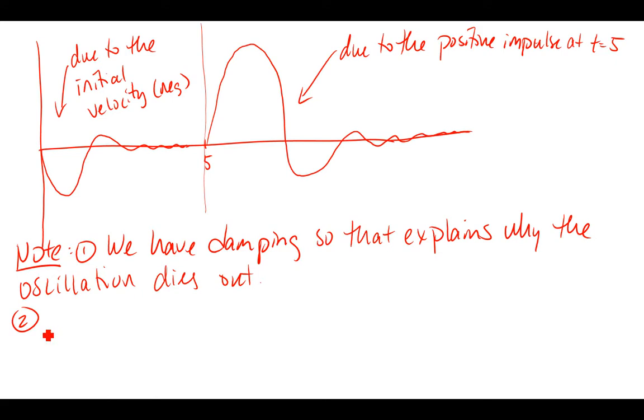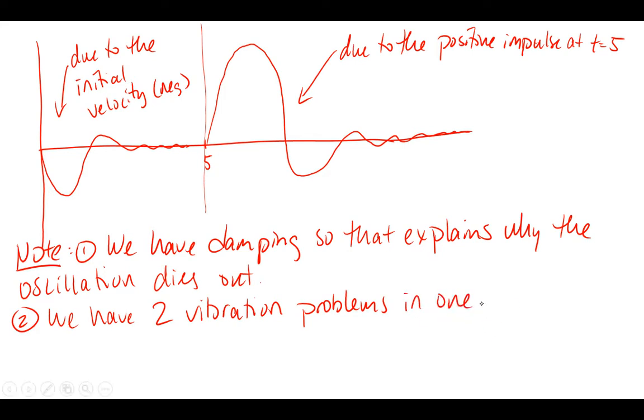Okay. So I'm not sure what else I should write down here, but okay. We have sort of two vibration problems in one here, right? I said it up top, so I'm not going to repeat writing it down. One vibrational problem that's due to the initial velocity, then that sort of resets, and then here comes a big impulse at 5, which sets up another vibration problem, right?